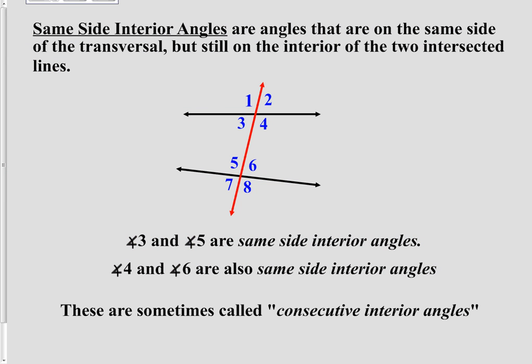Okay, same side interior angles, you get the same basic explanation, only you're not on opposite sides of the transversal. We're not going to alternate this time, so we're staying put. So same side of the transversal, yet still on the interior space between the two lines. So we have like angle 3 and angle 5. Those are same side interior, and angle 4 and angle 6. Those are same side interior. Again, angles 1, 2, 7, and 8 are not used because they are not on the interior space between the two lines. Now, a synonym that goes along with same side interior angles is consecutive interior angles.